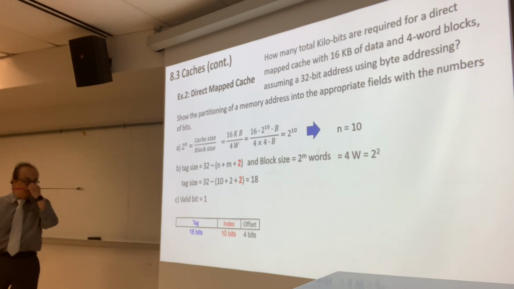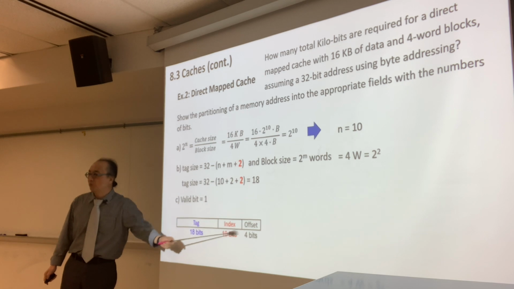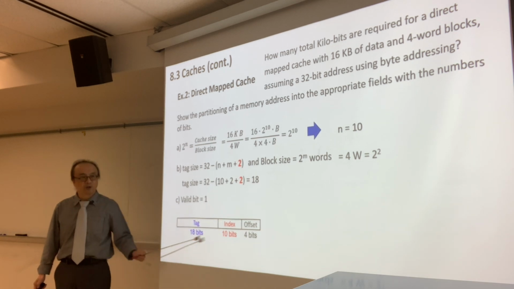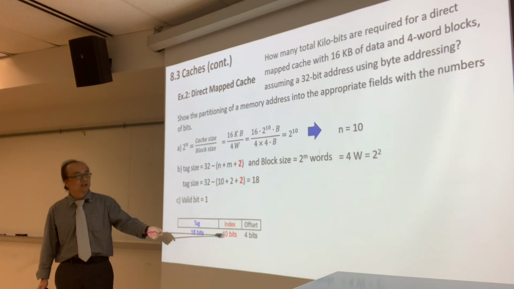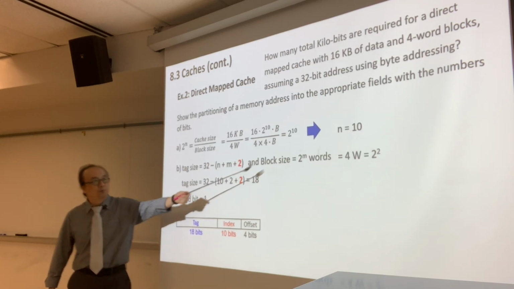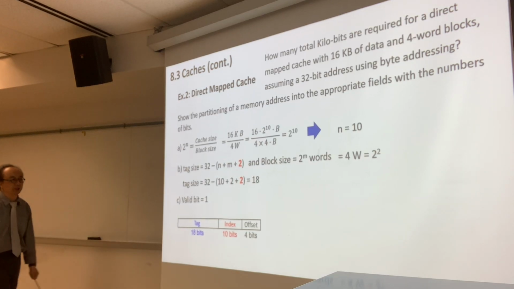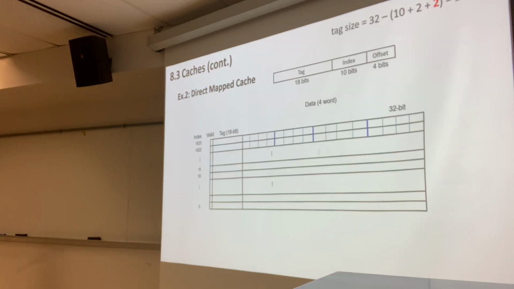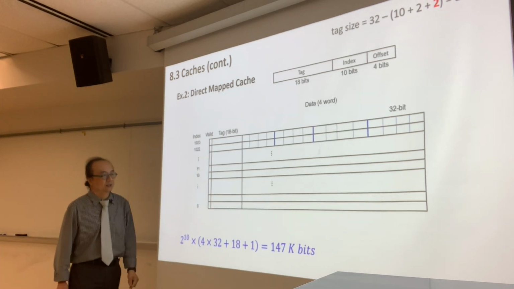And then the valid bit is always 1. Therefore, this is the format of our memory address. The offset is 4, that is 2 plus 2. The index, or set bits, is n equals 10, a total of 10, and then the tag is 32 minus 14, which is 18. So we'll look at this diagram. We need the 4 offset bits. That's what we did.